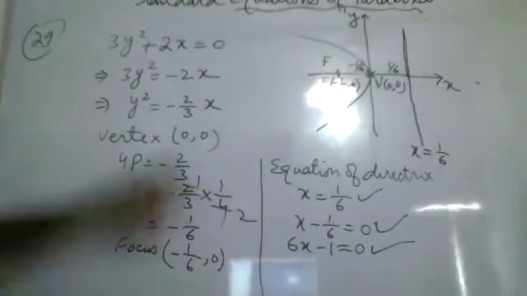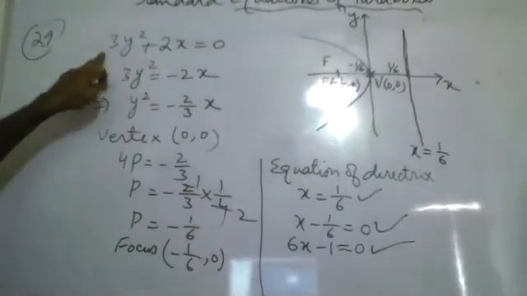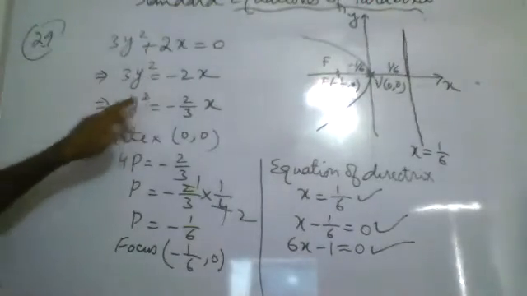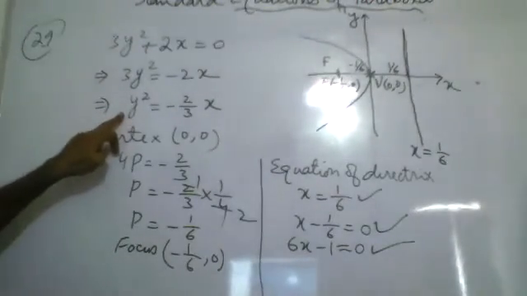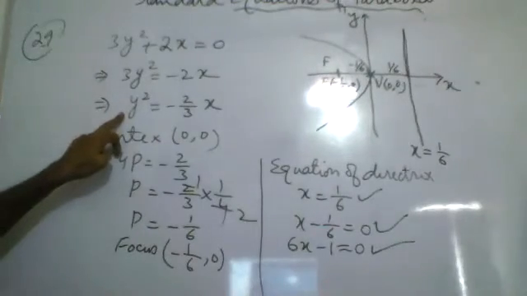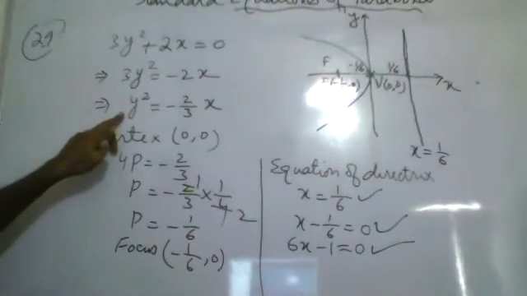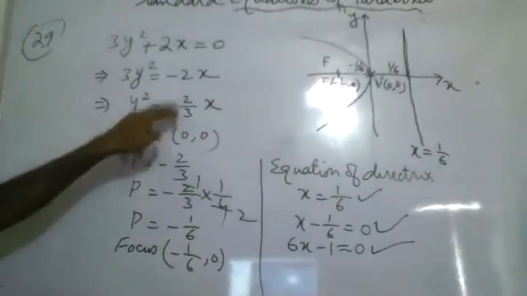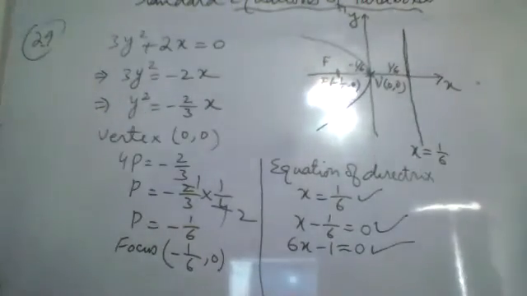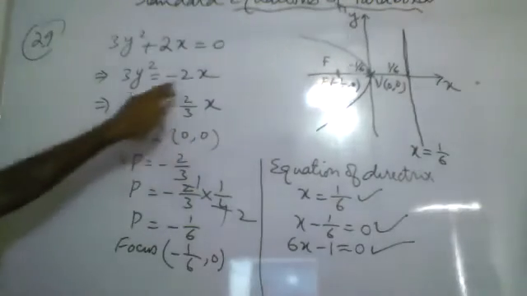So this is the way: when the equation is given, first we convert it into the standard form. This is the standard form: y square is equal to plus or minus 4px, or x square is equal to plus or minus 4py. These are the standard forms. So this is y square is equal to minus 4px. So this is the standard form.